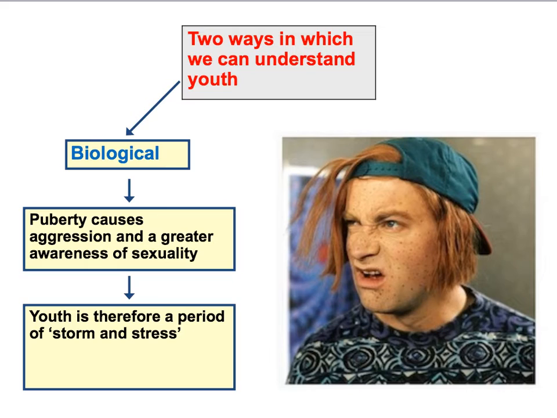This is a perspective that sees adolescence as inevitably a difficult period of transition for young people because of the biological changes that are associated with puberty. This view was popularised at the turn of the 20th century by G. Stanley Hall, who suggested that puberty led to things like greater aggression, a greater awareness of sexuality, which meant that adolescence, in his view, was inevitably a period of storm and stress.